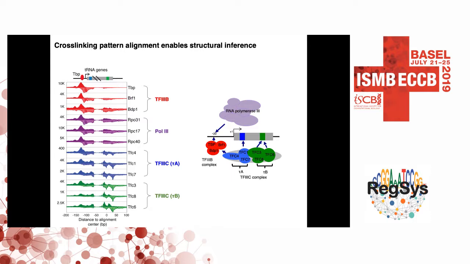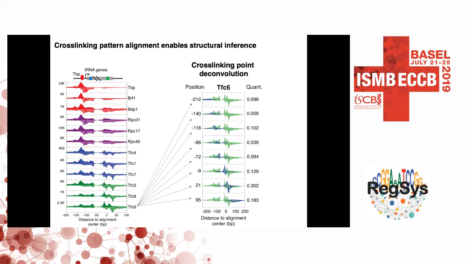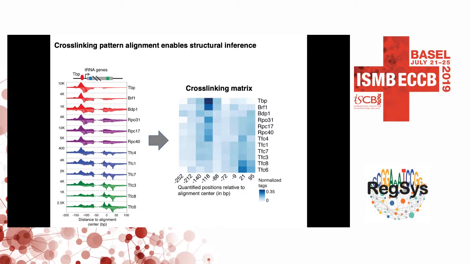Okay, so once we have these profiles, we can run them through a fairly simple mixture model where we're trying to characterize the individual cross-links within this space. So we have a mixture model where we try to estimate the relative locations and strengths of the cross-links in each of the proteins. And again, in a consistent way across the entire complex. So what this will result in is essentially what we call a cross-linking matrix. Again, we have the positions of each of the cross-links within this profile and the relative strengths for each of the proteins that we're analyzing.